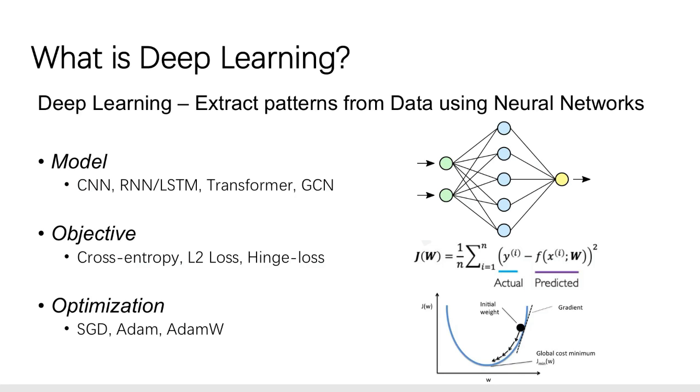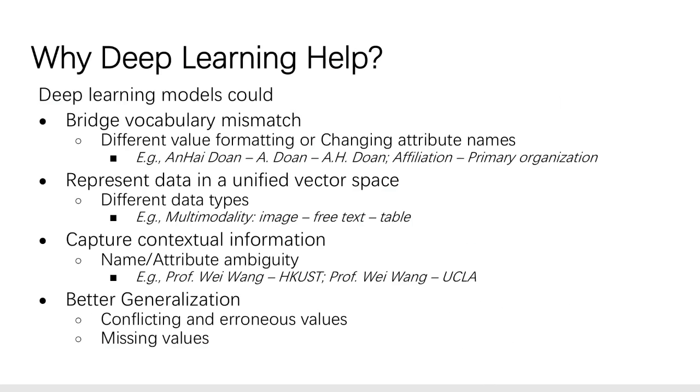So it's well known that deep learning is one of the most successful subfields within machine learning or AI, and you can see that it mainly consists of machine learning models, objectives, and optimization methods. And why does deep learning help in this problem space? We argue that it can address many of the previously mentioned challenges. For example, it bridges the vocabulary mismatch, such as different name variations and schema name variations.